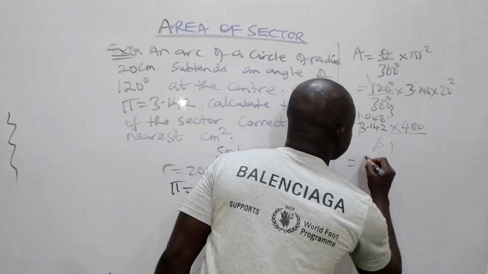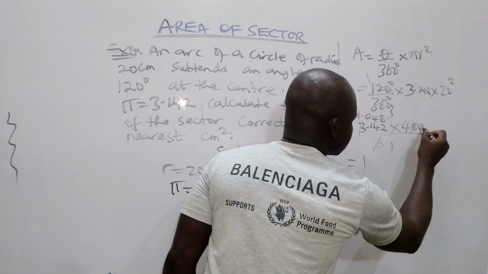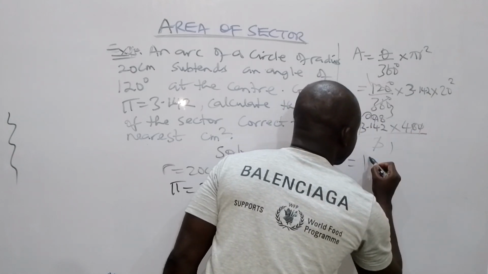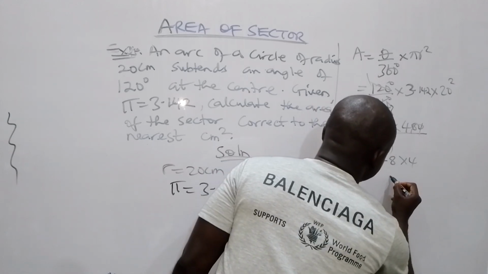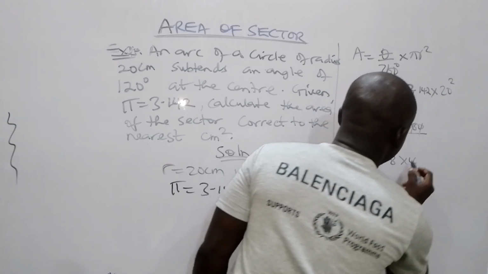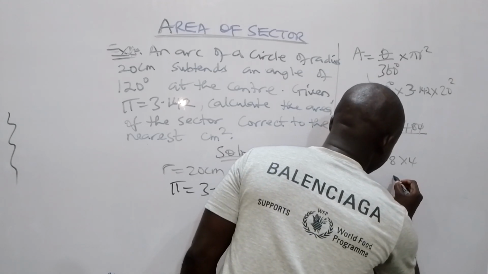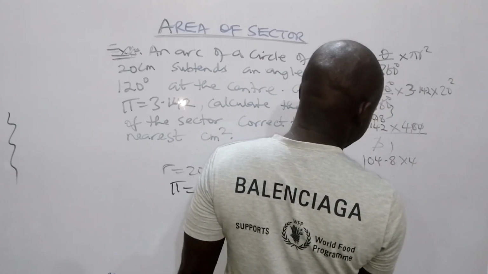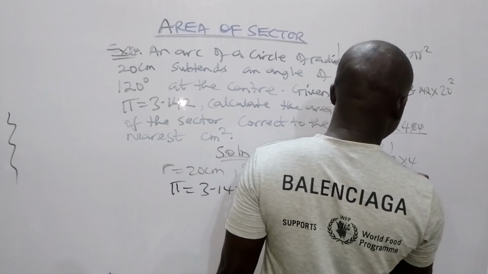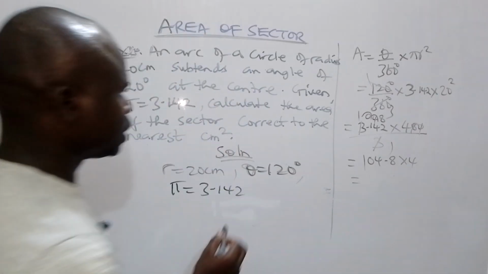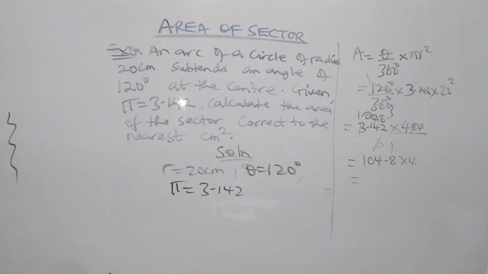At the end of the day, I can remove these two zeros and move the decimal point forward. So I want 3.142 times 4. 4 times 2 is 8. So this is what we are going to get. I'm permitted to do that. So I will have 314.2 times 4, and divide by 3.